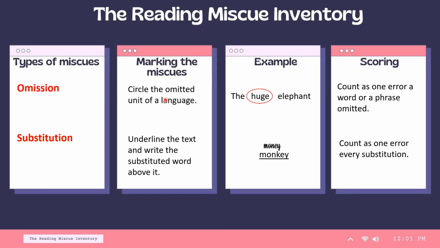Omission. Circle the omitted unit of language. For example, scoring. Count as one error a word or a phrase omitted. Substitution. Underline the text and write the substitute word above it. For example, monkey, and the substituted word is money. Count as one error every substitution.